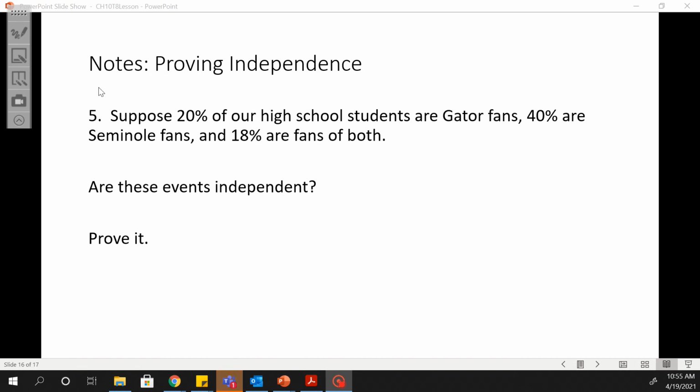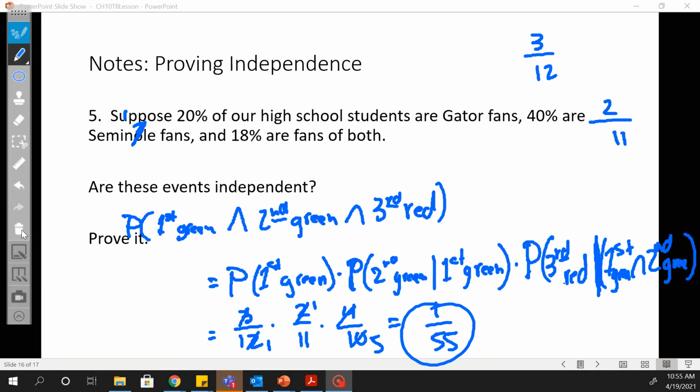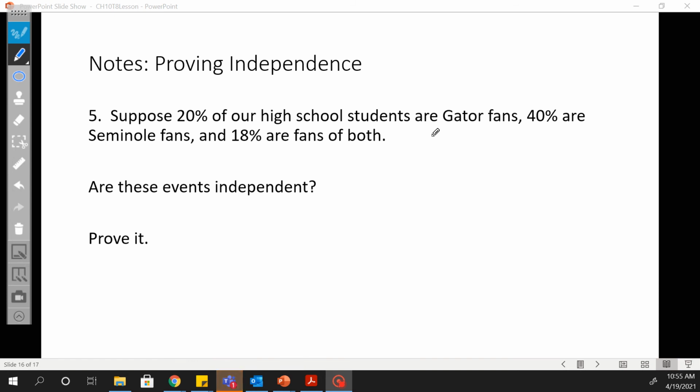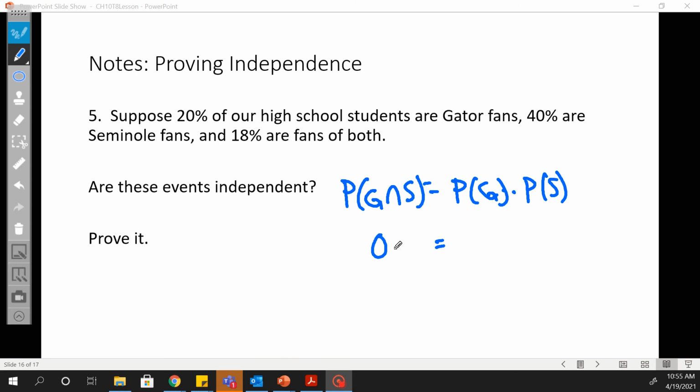And then a little bit more on proving independence. Suppose 20% of our high school students are Gator fans, 40% are Seminole fans, and 18% are fans of both. Are these events independent? If they're independent, then the probability of Gators and Seminoles would be equal to the probability of Gators times the probability of Seminoles. Well, we already know that the probability of Gators and Seminoles, both of them, is 0.18. The probability of Gators is 0.2, and the probability of Seminoles is 0.4.